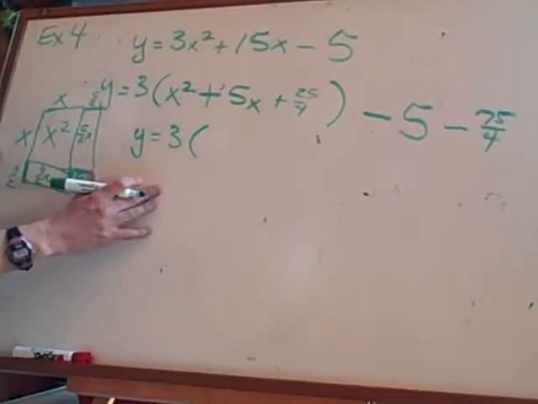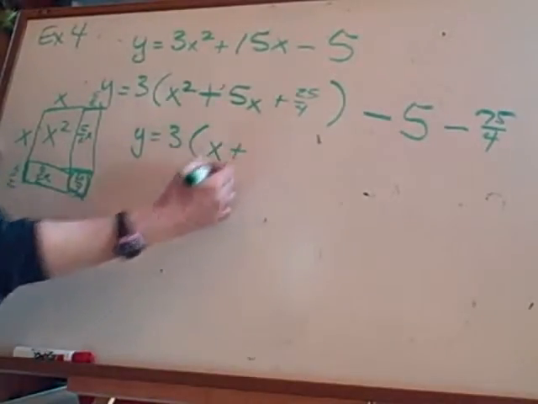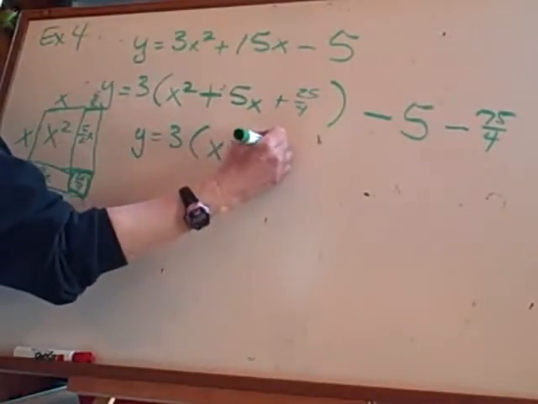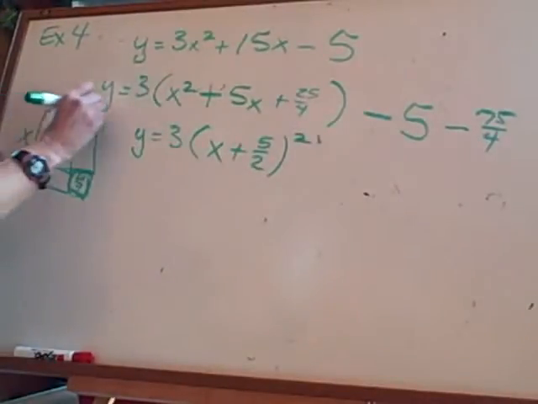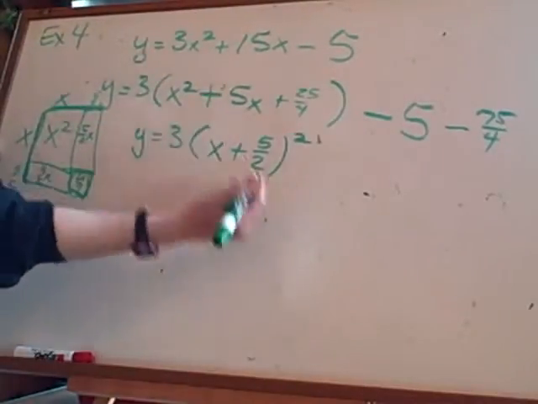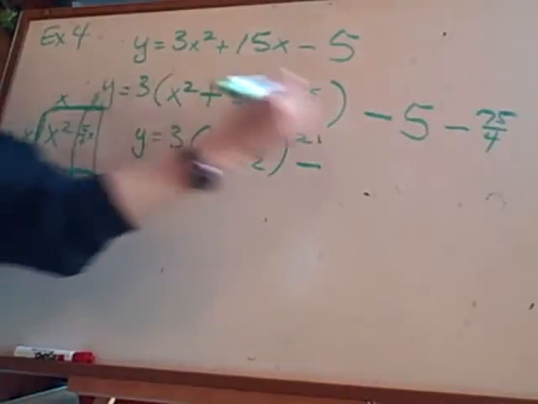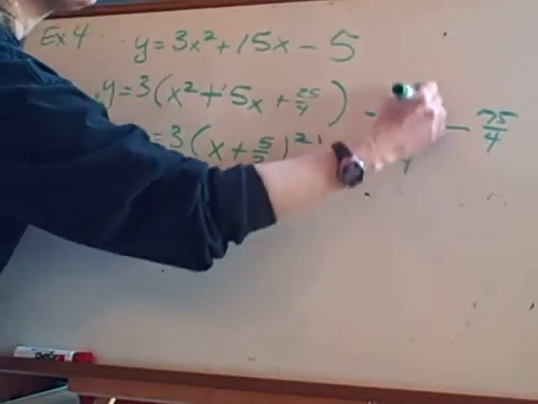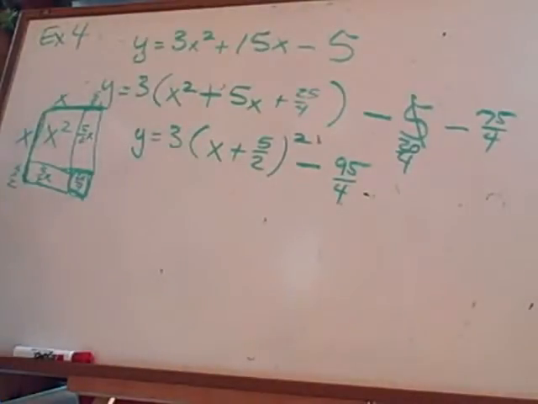Okay, so let's rewrite this as a perfect square. So it's going to be x plus what? 5 over 2. Perfect. And remember to do that quantity squared. Remember, this 5 over 2 comes from the length of these sides of the square that we did. It's always half the middle term. And this becomes minus. What would 5 over 4 be? Would that be 20 over 4? So that's going to be what, negative 95 over 4? Does that look about right?